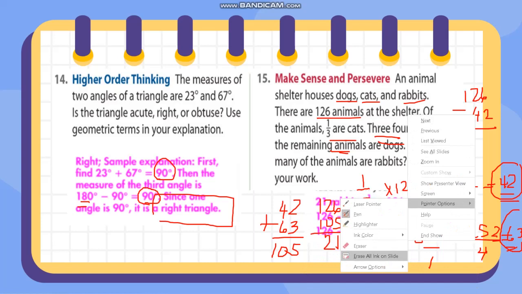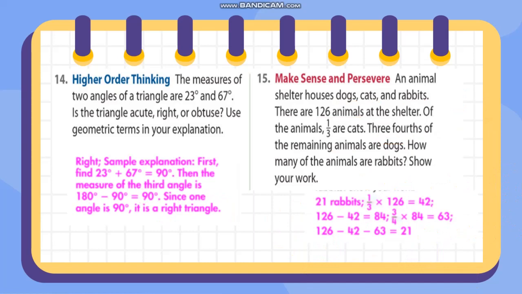Okay. Again, 1/3 of 126 is 42. Then I subtract 42 cats from 126, so the remaining animals is 84. And it says that 3/4 of the remaining animals are dogs. So 3/4 of 84 is 63. Then I need to subtract from the original total of animals, 126 minus the cats and minus the dogs. So the remaining is the total number of rabbits, which is equivalent to 21.